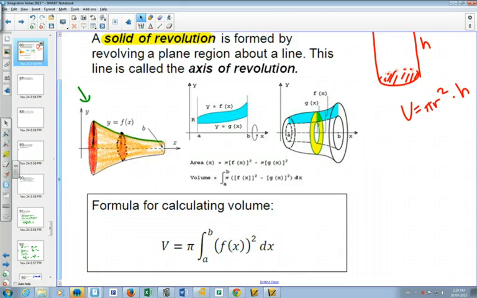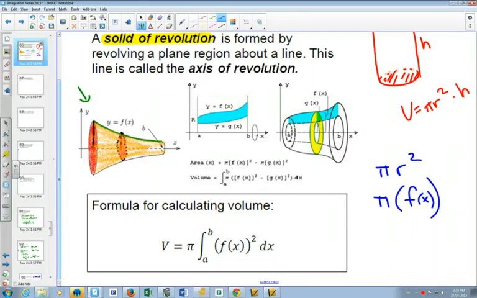Well, what is the area of a circle? The area of a circle is pi r squared. What is each of our radiuses? Our radiuses are all changing, right? Our radiuses are basically what f of x is. So then this becomes pi times f of x squared.